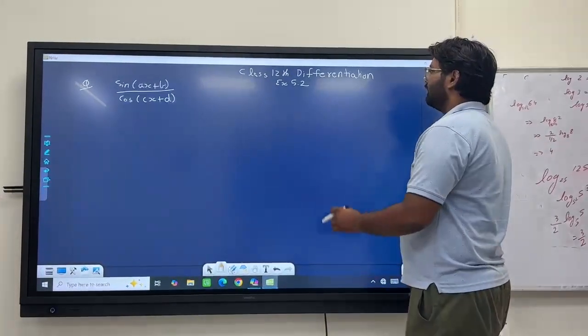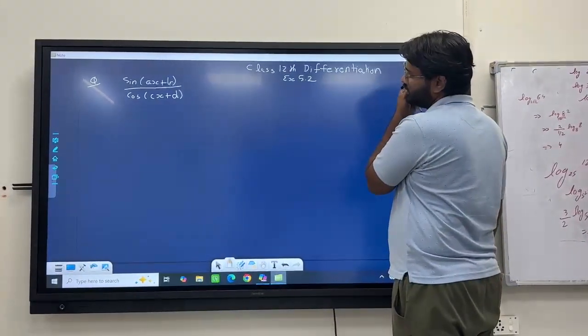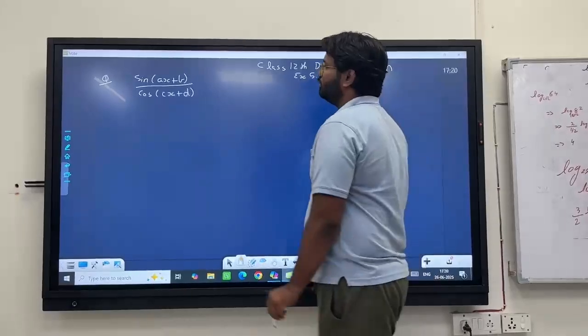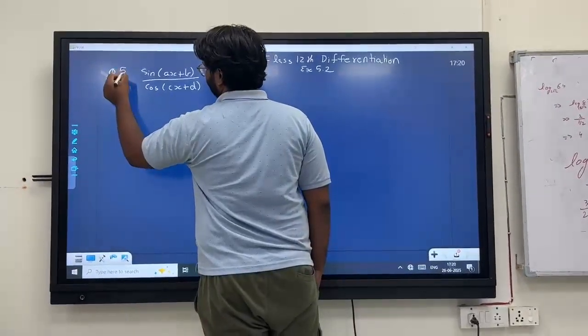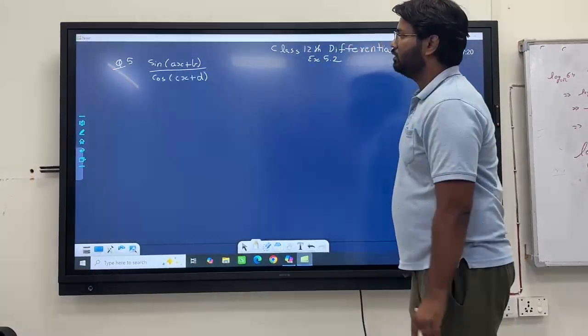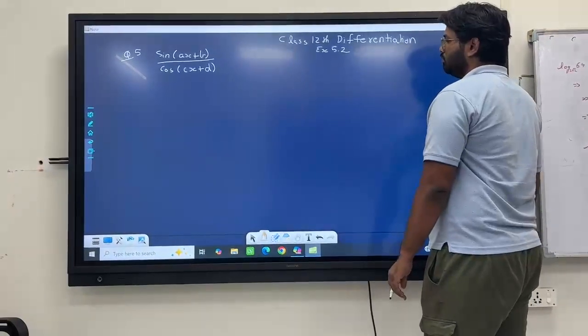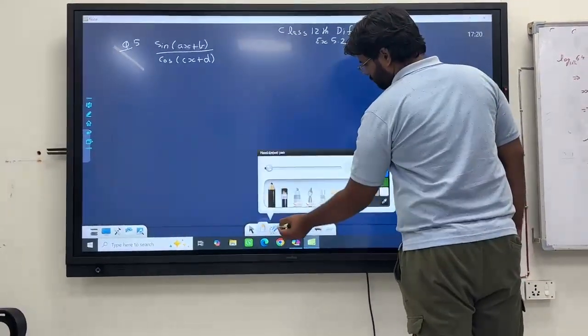Okay. Right now we are doing class 12 differentiation exercise 5.2 and this is your question number 5. Now in this question we will be applying the division rule or the quotient rule. Now what is the division or the quotient rule?